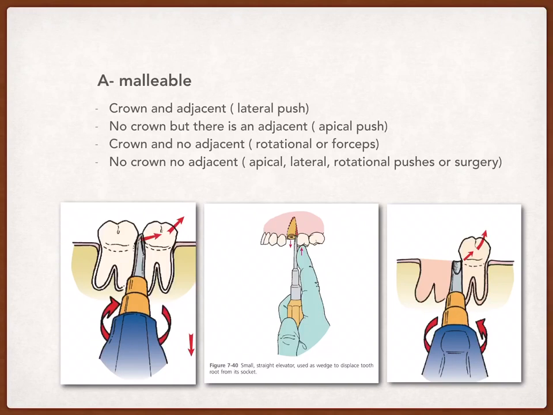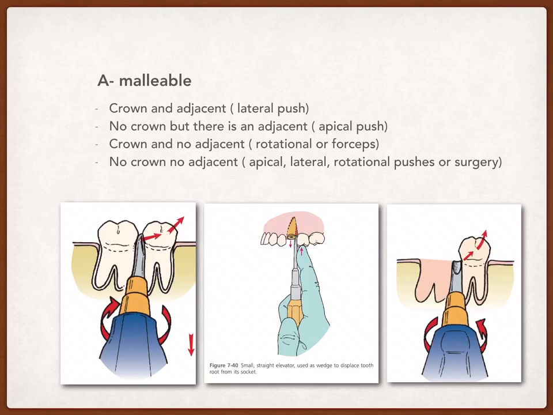The second case of the malleable teeth is when the tooth has no crown but there is an adjacent tooth. In this situation, we will concentrate on the apical pushing forces. As you can see here in this middle picture, we insert the small straight elevator apically in a wedging fashion to act like a wedge that will displace the retained root or the tooth that is without a crown, and then after that wedging force, the tooth root will be luxated.